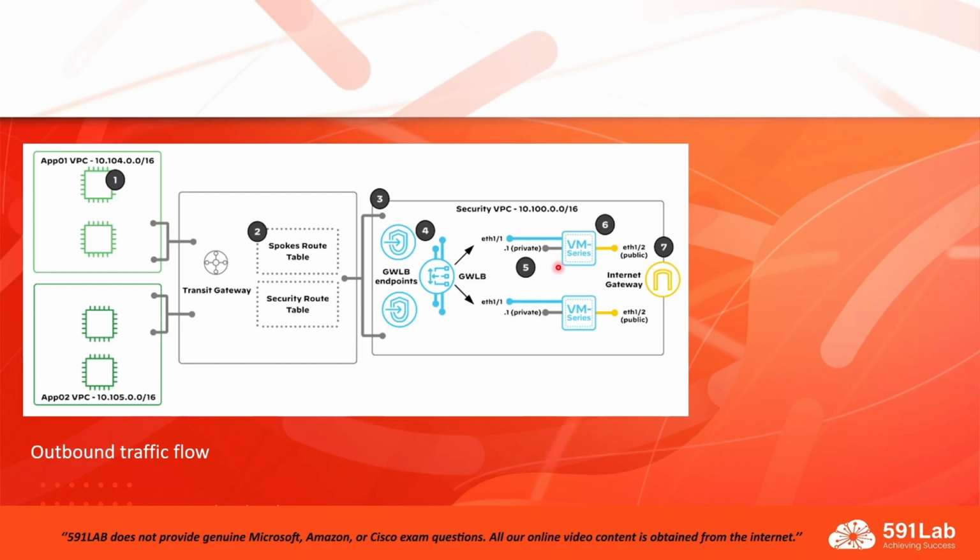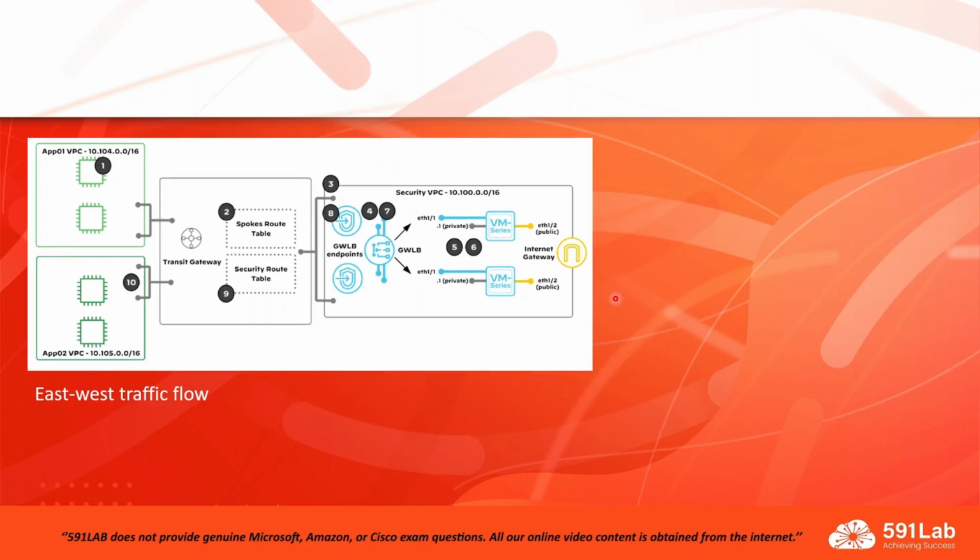Once the policy is allowed, the traffic will exit through the interface facing the internet gateway. The last one is the east-west traffic flow. The east-west traffic flow is as follows. The traffic comes from the application 001 VPC and it will go to the transit gateway.